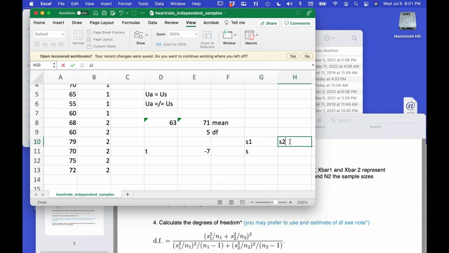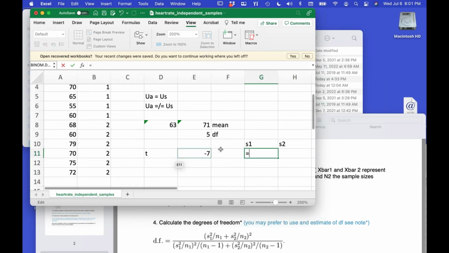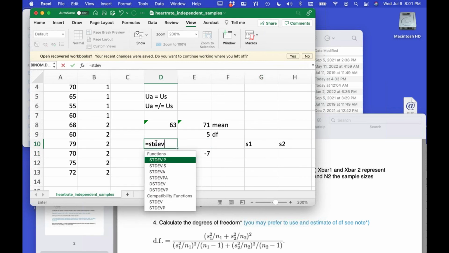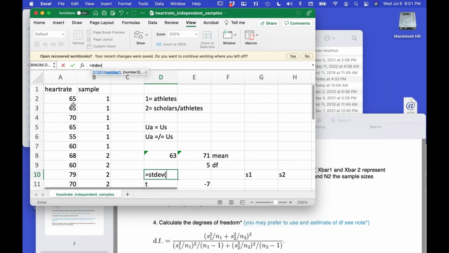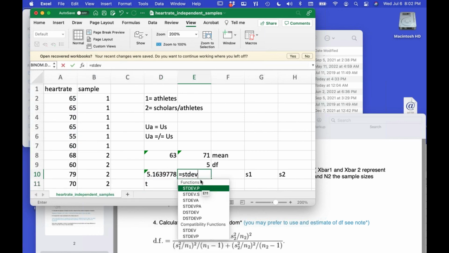For this group, and for this group. So there's my standard deviation of the two groups. So now I have to square my two standard deviations, divide that by my sample size, add the results together, and find the square root.